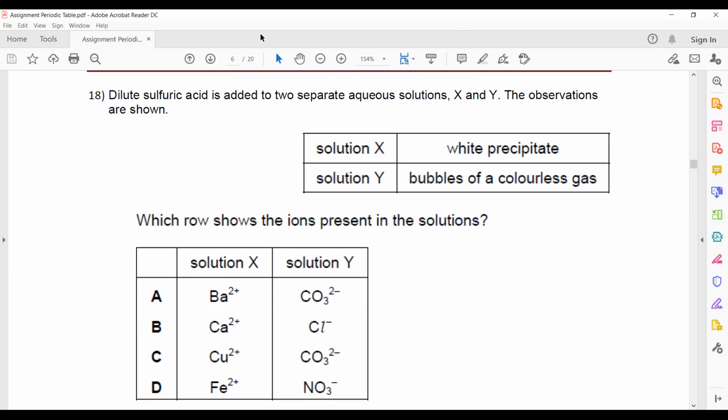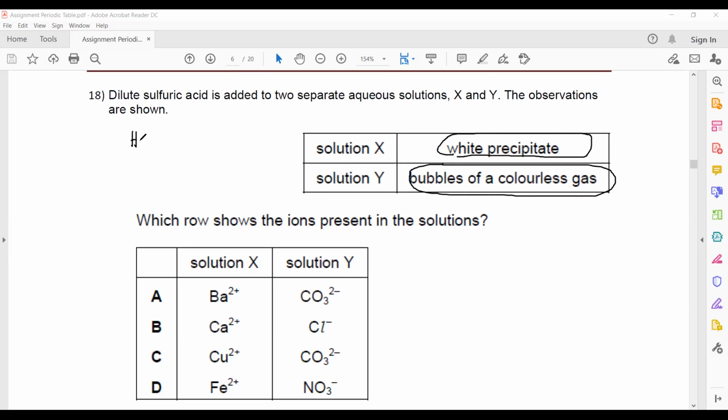Dilute sulfuric acid is added to two separate aqueous solutions X and Y. The observation: solution X gives a white precipitate, and solution Y gives bubbles. So which row shows the ions present?